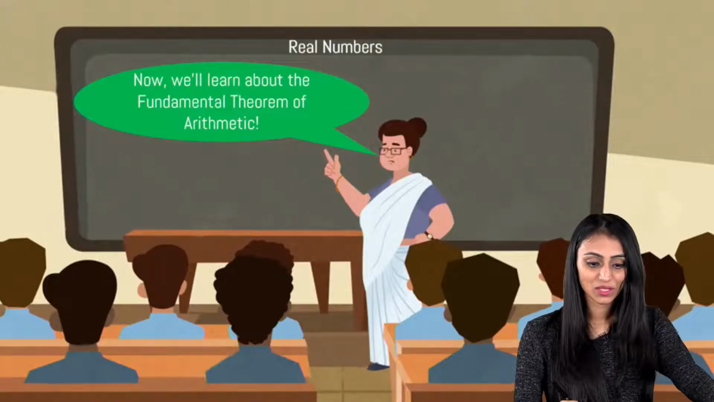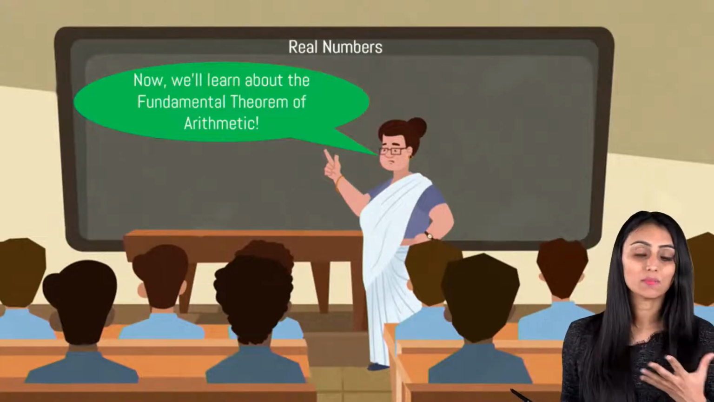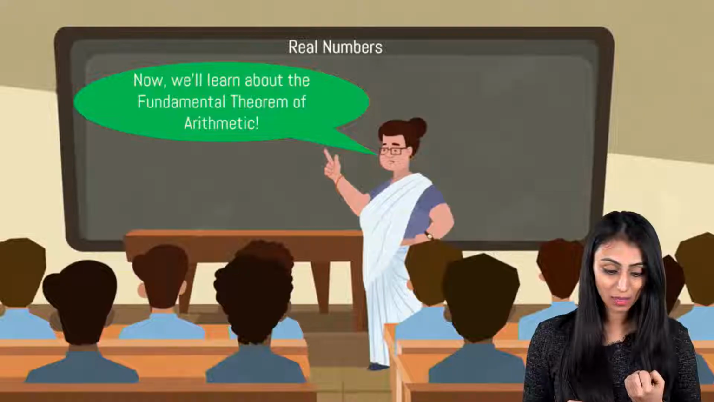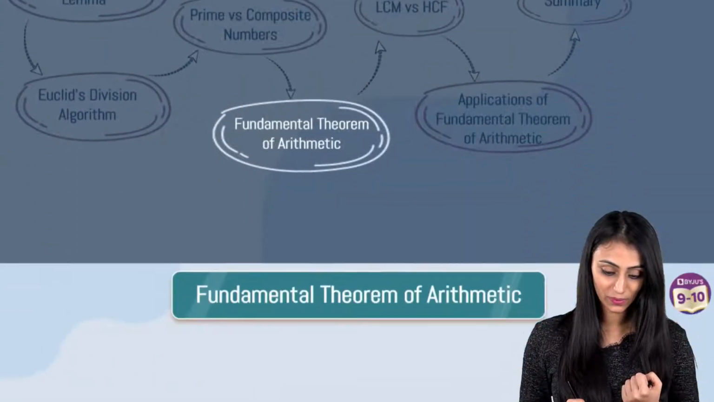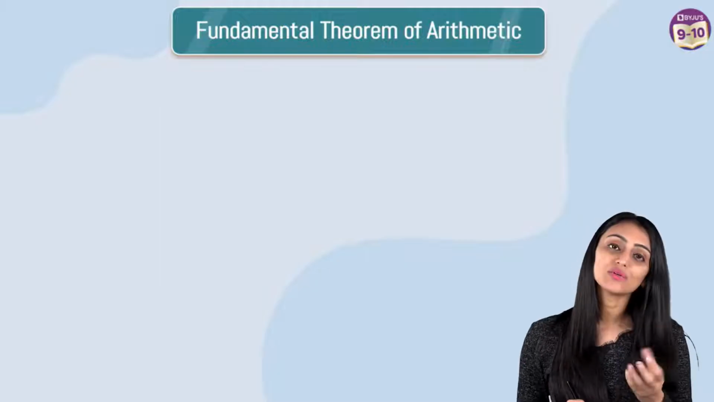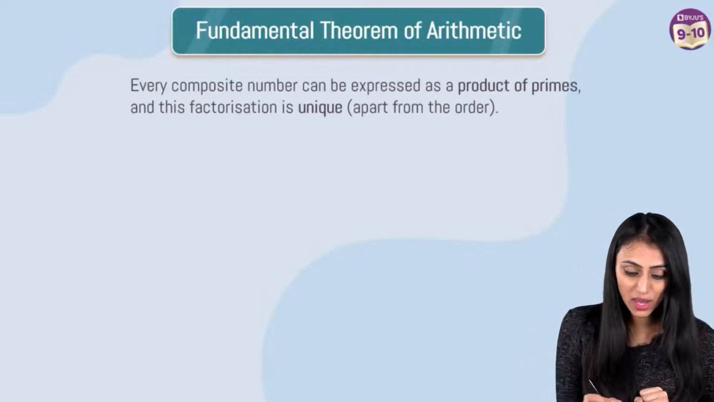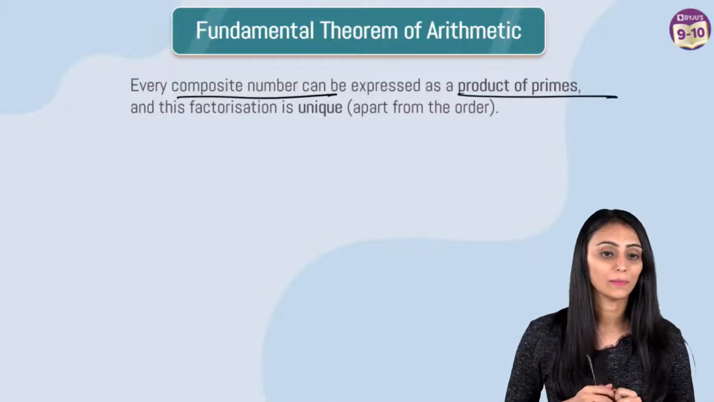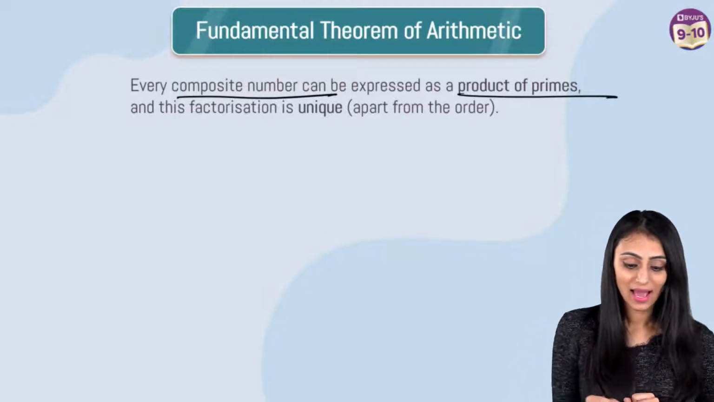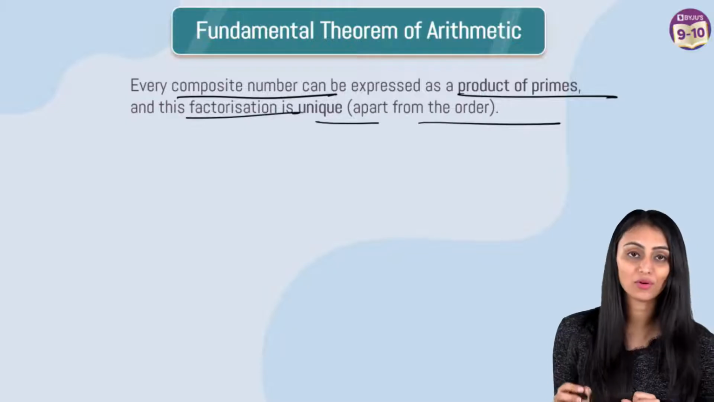Alright, so this was about prime versus composite numbers. Now we will learn about the fundamental theorem of arithmetic. Let's take a look at this. First, let's look at the mathematical statement. Every composite number can be expressed as a product of primes, and this factorization is unique apart from the order.